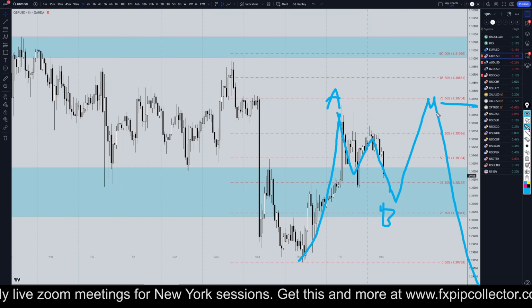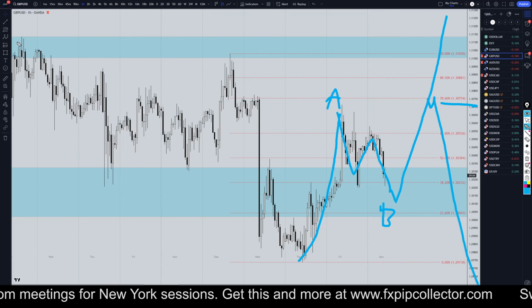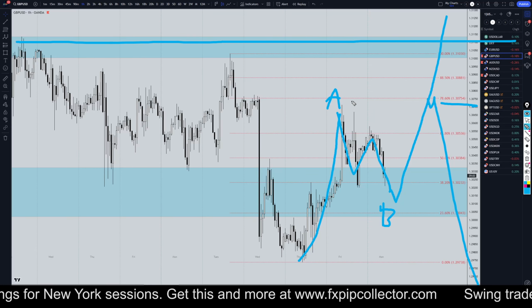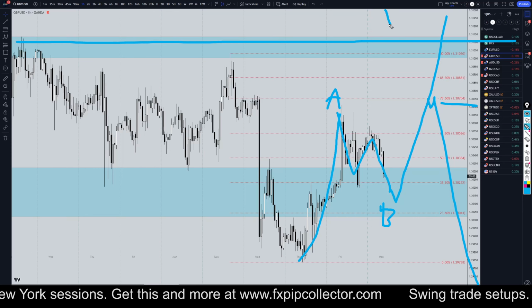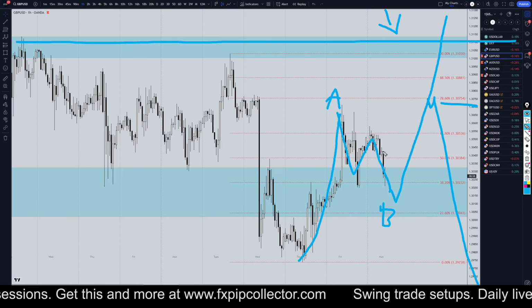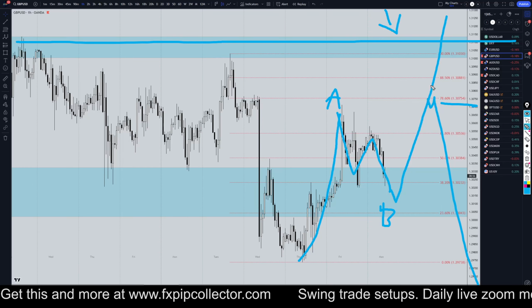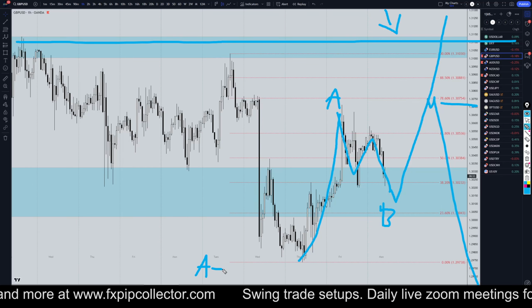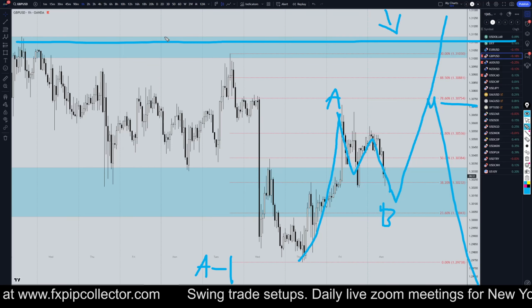Or is it going to make a nice impulsive move up and break that 4 hour structure level that we've been waiting for? If it does decide to go up and break that 4 hour structure level, then that definitely will turn me into a buyer, because that will tell me that the wave A or wave 1 on the daily time frame is complete.